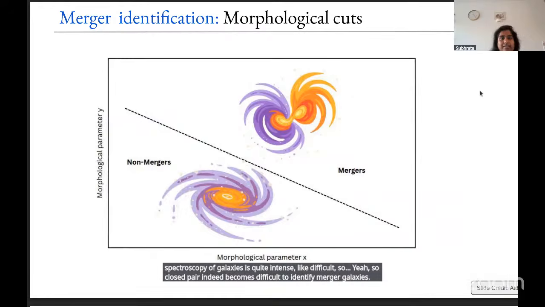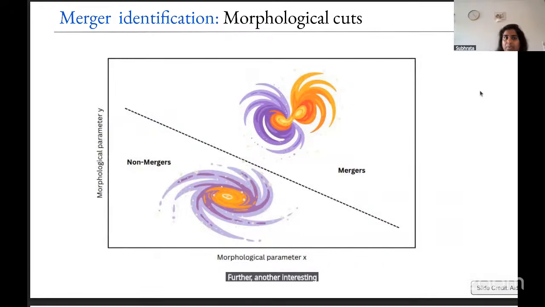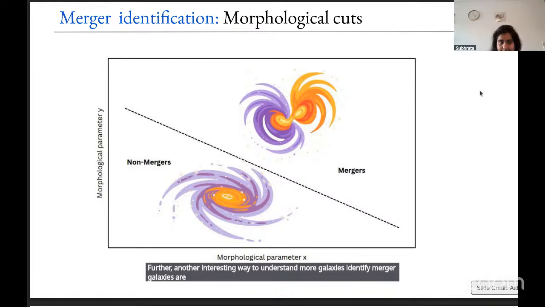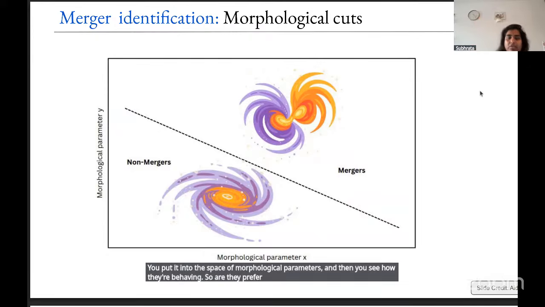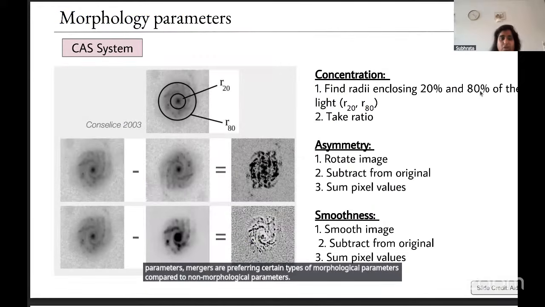Further, another interesting way to identify merger galaxies is morphological cuts. So you have the galaxy, you get some morphological parameters, you put it into the space of morphological parameters, and then you see how they're behaving. Are mergers preferring certain types of morphological parameters compared to non-mergers?